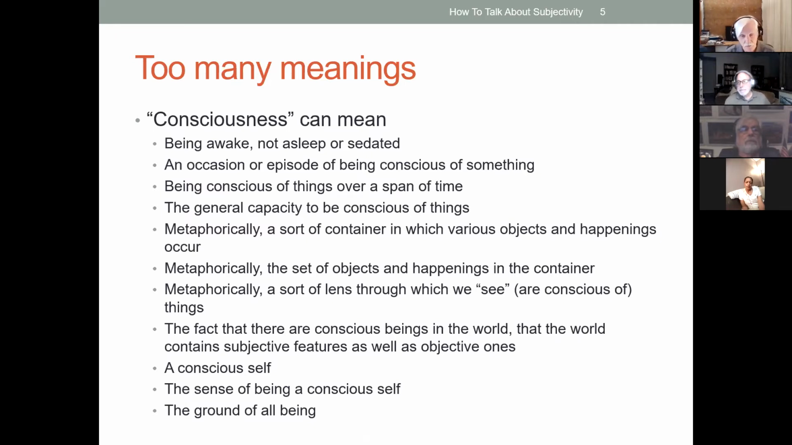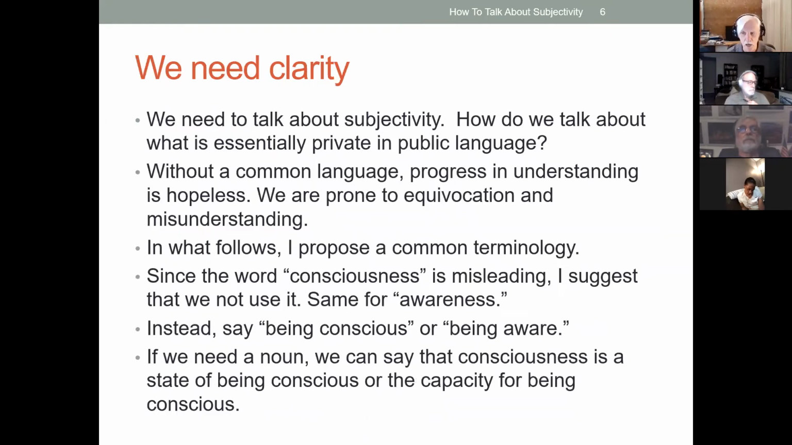Sometimes it means the sense of being a conscious self, not just being one, but having a sense of being a conscious self. Sometimes it means the ground of all being, like Deepak Chopra and people like him saying, oh, all is consciousness. Everything is consciousness. Well, what does that mean? They're talking about some kind of metaphysical or mystical ground of being. So there's always different meanings to the term consciousness. And if you don't specify which one you mean, then we get confused.